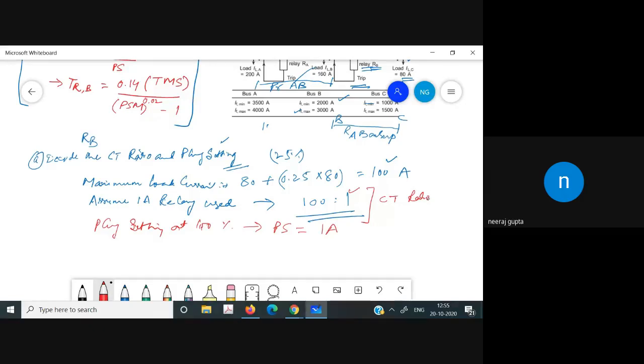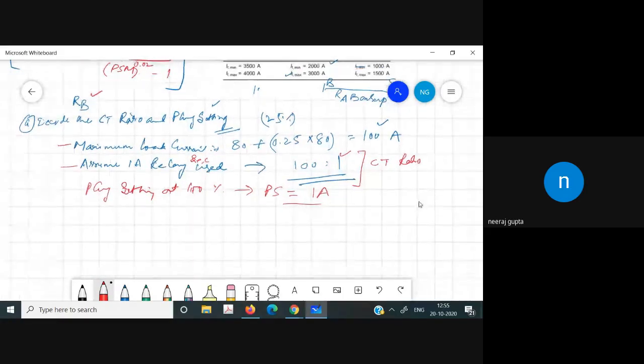This is in case of relay B. So we have to calculate the maximum load current. Then we assume a 1 ampere relay is used at the secondary end for the protection circuit, and the CT ratio would be 100 is to 1, and the plug setting is 100%. So the plug setting is 1 ampere. So that is for relay B.